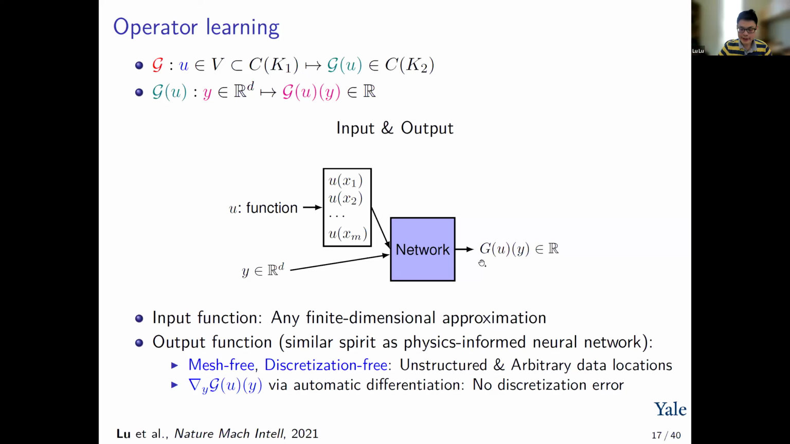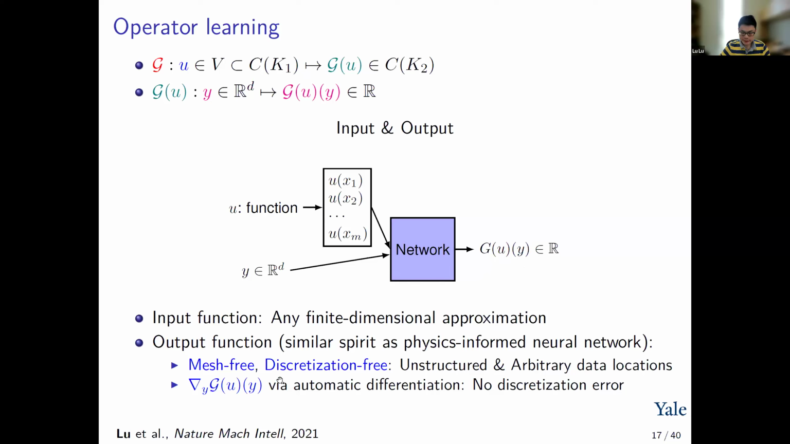Then in order to predict this function at arbitrary location, we have another network input denoted by the y here. So y is a point in the domain of the G(u). Now the network output becomes G(u)(y). So G(u)(y) is the PDE solution evaluated at this specific location y. Then in this way, we can predict the PDE solution at arbitrary location y, not restricted to any mesh.